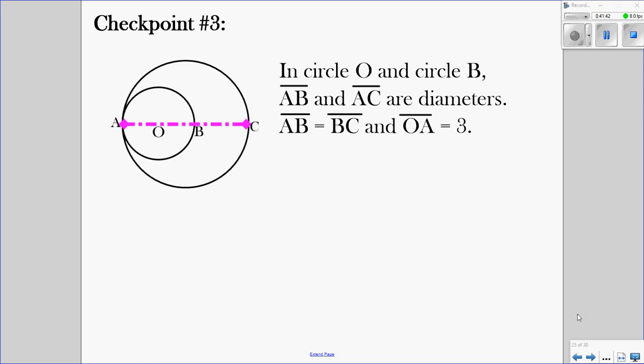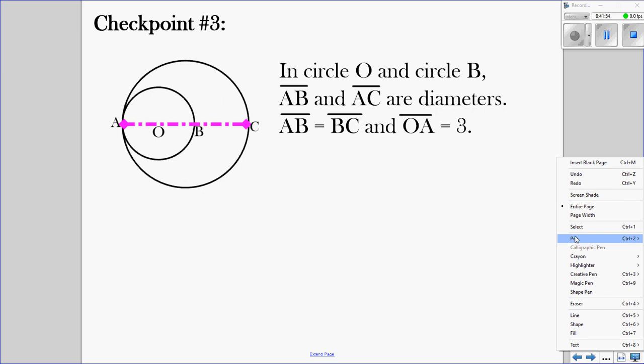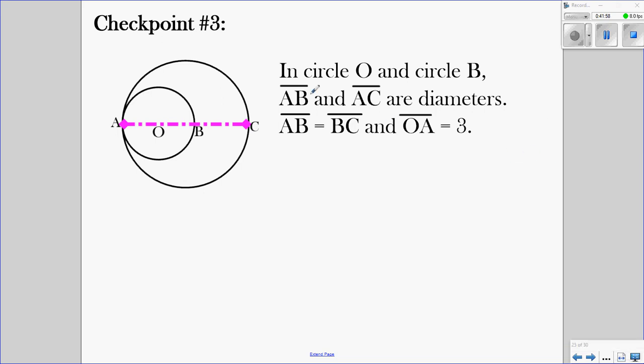We have concentric circles. So this means 2 or more circles sharing a point on that circle. And they gave us information, so we're going to use that. We use red. Circle O, this is this circle, and circle B. This is the middle of the circle. That represents the bigger circle. The smaller one, circle O. AB and AC are diameters. So AB is the diameter of the small circle, AC the big circle.